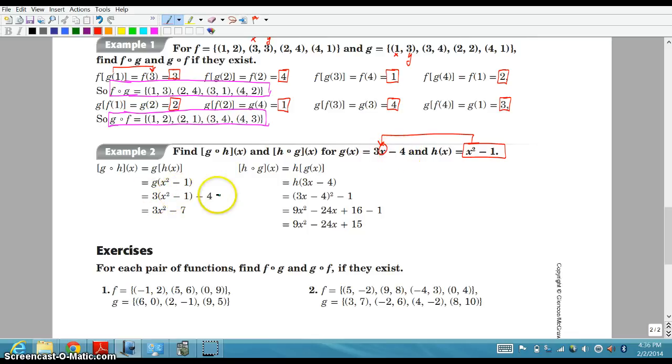3 times x is 3x squared. 3 times negative 1, negative 3, and then minus 4, negative 3, negative 4, negative 7. So 3x squared minus 7.